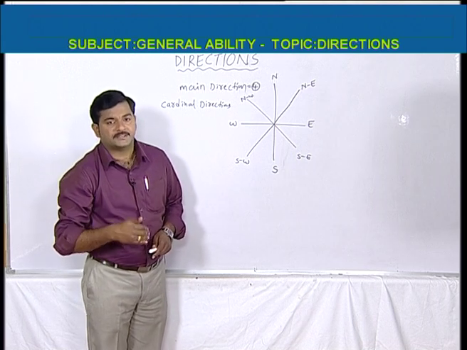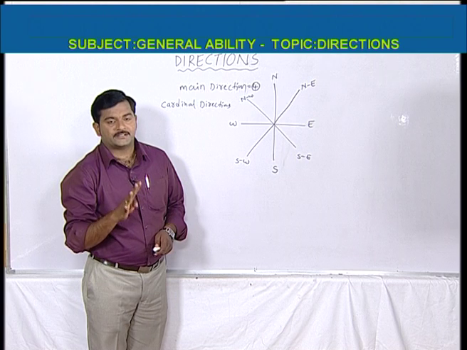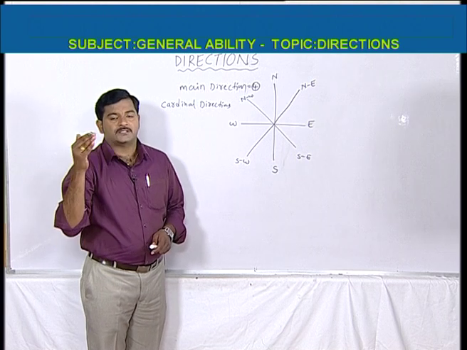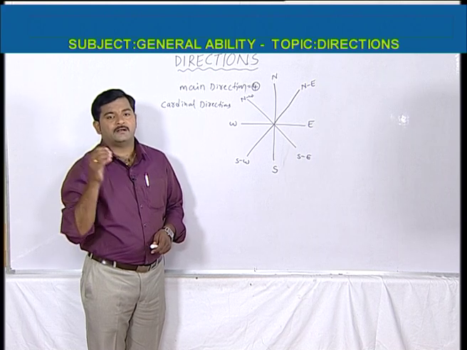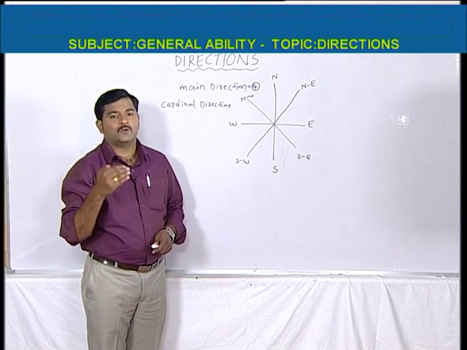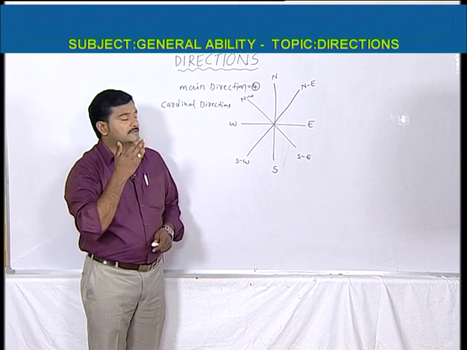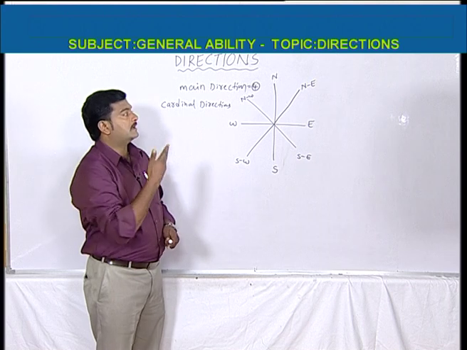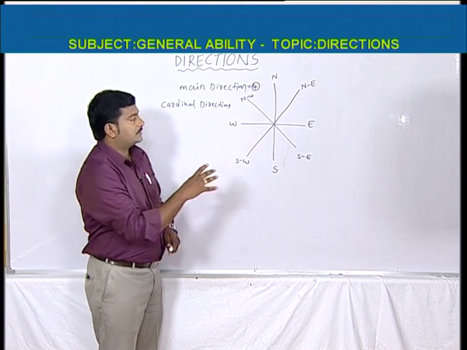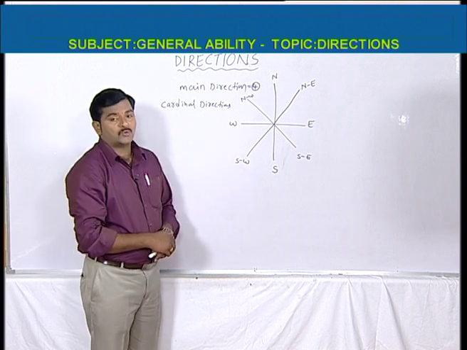Apart from these 8 directions, 4 are main directions, which are north, east, south and west, and another 4 are cardinal directions. So they are northeast, southeast, southwest and northwest directions. You need to have a main idea about these directions.